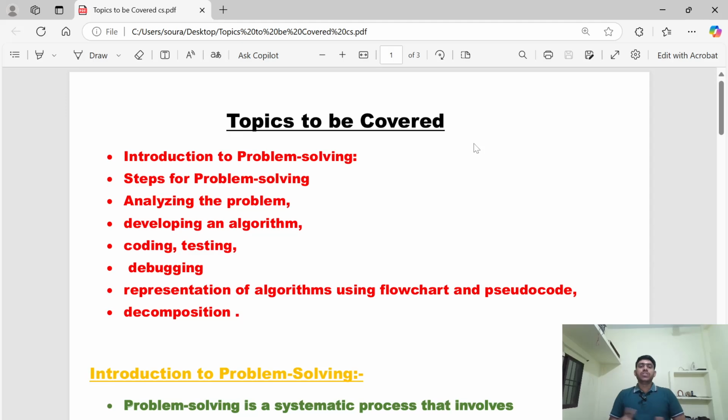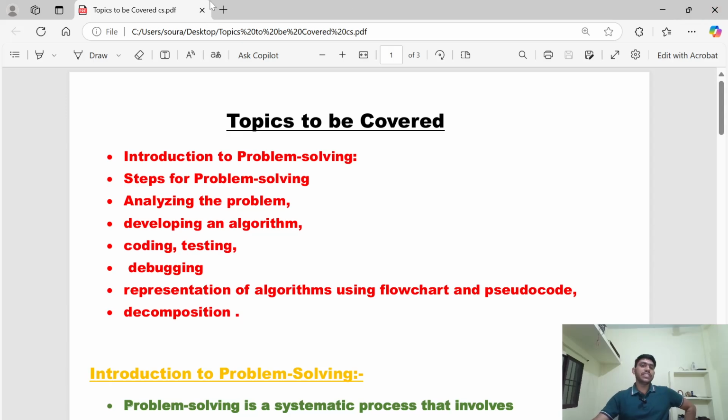Okay. So as a topic, what is the topic we have taken for today? You can see here on your screen. It is related to your computer science class 11. These are the fundamental things of computational thinking.